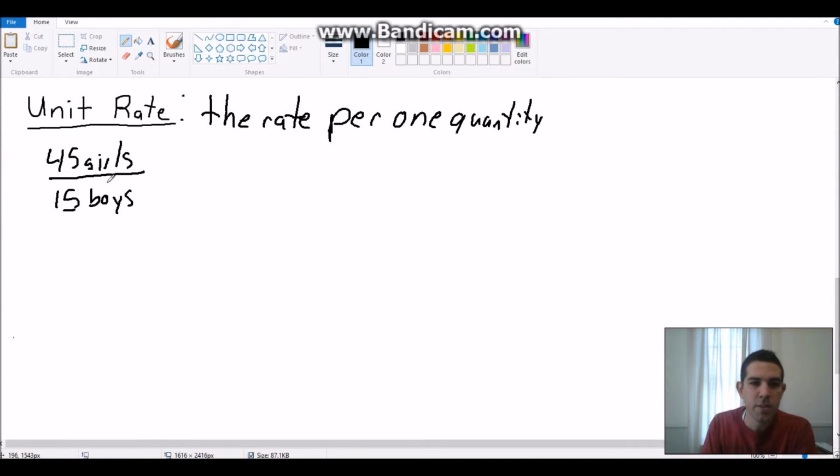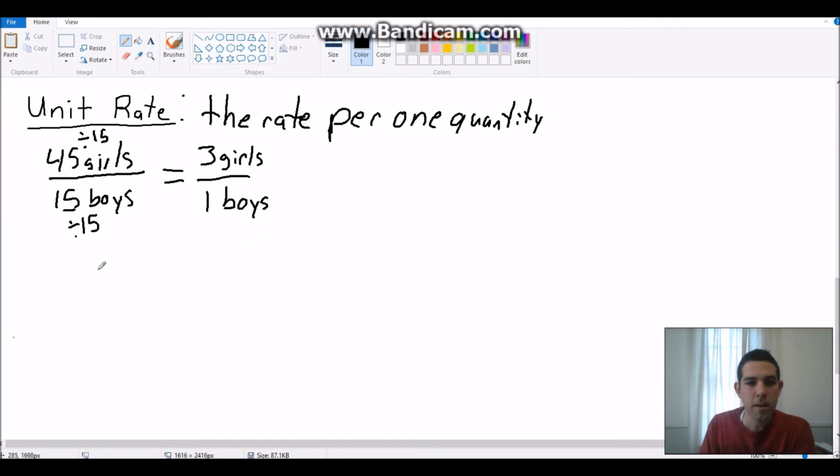Alright, now to turn this into a rate per one, we want to make the bottom number per one. So to make 15 one, we would just divide by 15. 15 divided by 15 is 1 boy. And if we divide the bottom, we have to also divide the top to make it still equal. 45 divided by 15 is 3. So the unit rate would be 3 girls per every 1 boy.